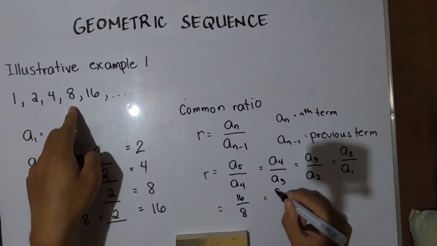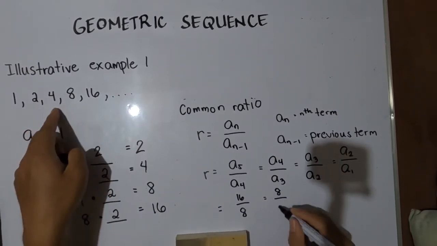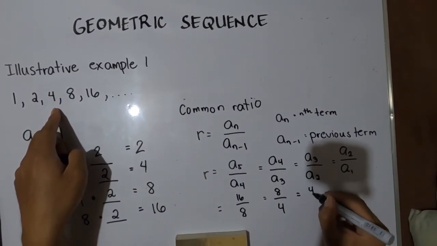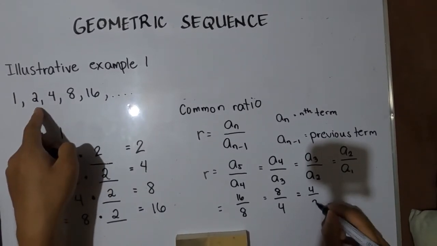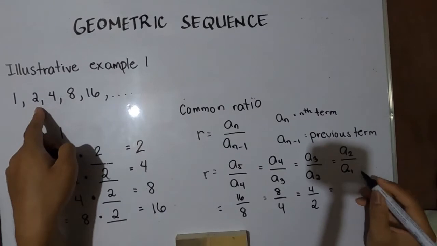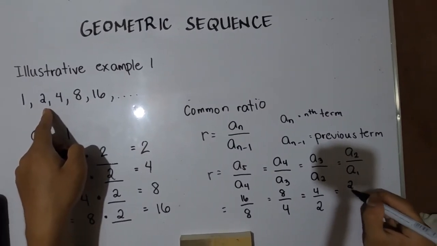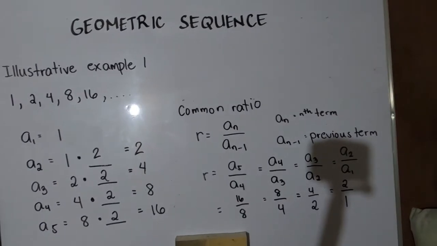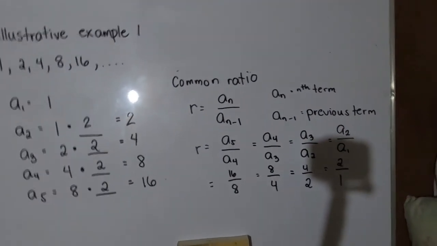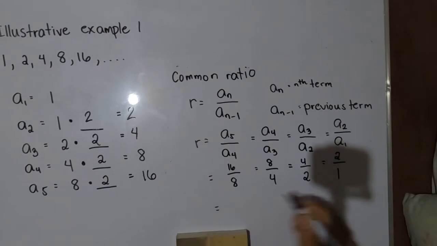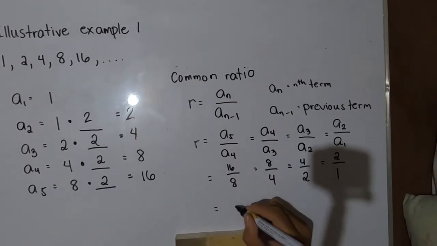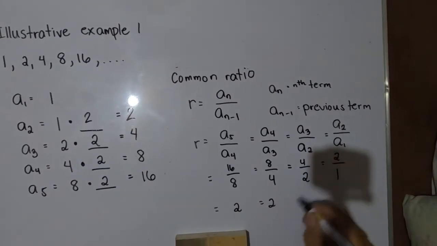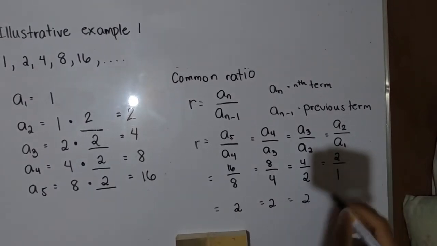a sub 4 is 8, a sub 3 is 4, a sub 3 is 4, a sub 2 is 2, and lastly, a sub 2 is 2, a sub 1 is 1. If you simplify this equation, 16 divided by 8 is 2, 8 divided by 4 is 2, 4 divided by 2 is 2, 2 divided by 1 is 2.